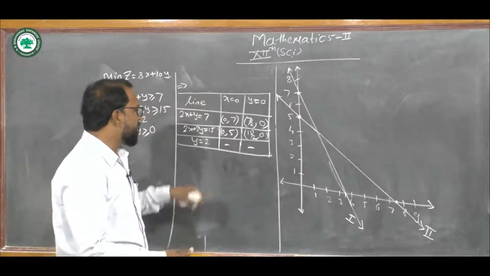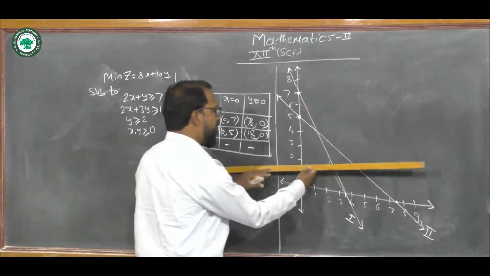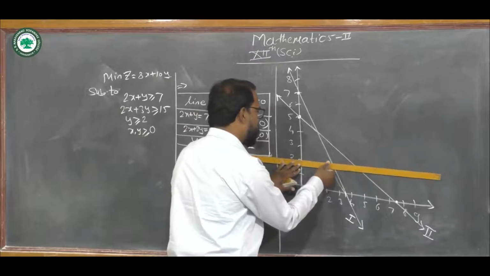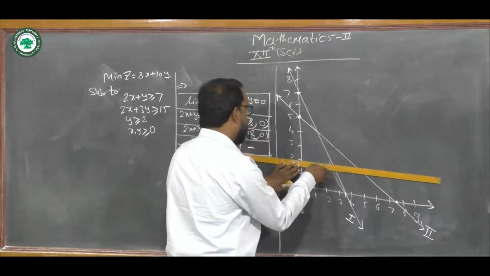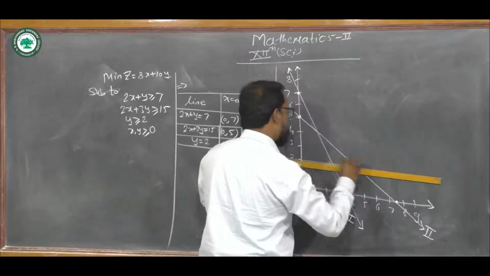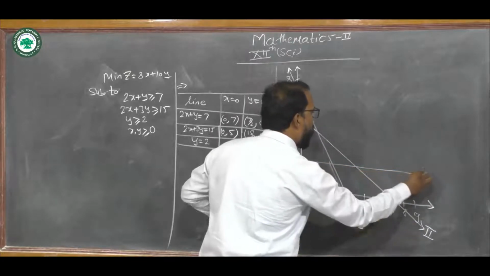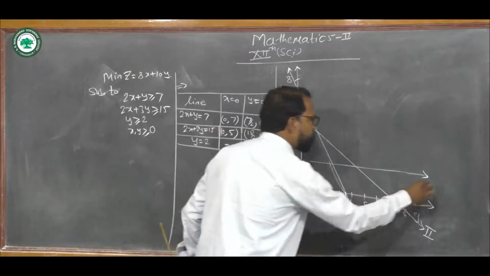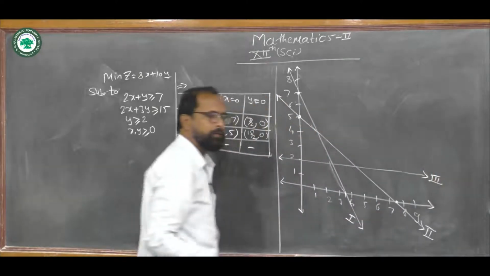And last, the line is y equals 2. That is a line passing through y equals 2 and parallel to the x-axis. This is the line y equals 2. That is our third line.